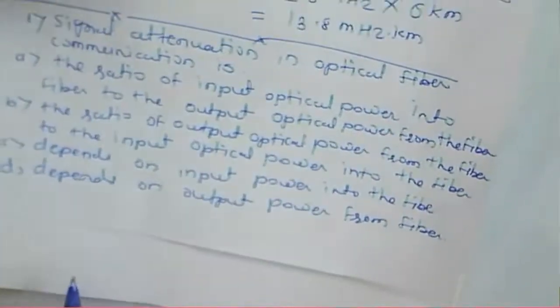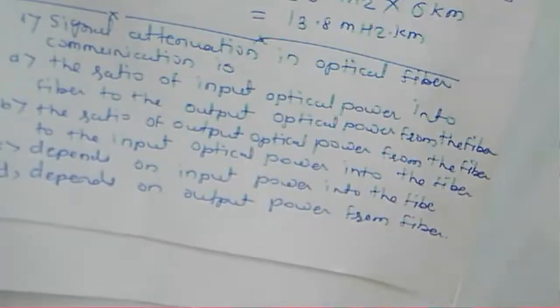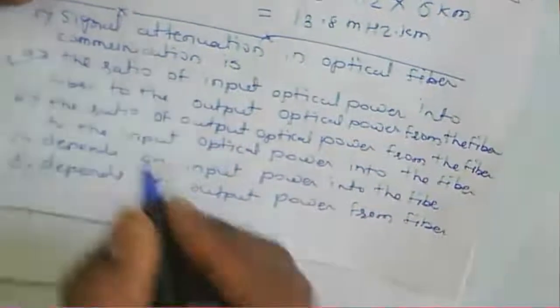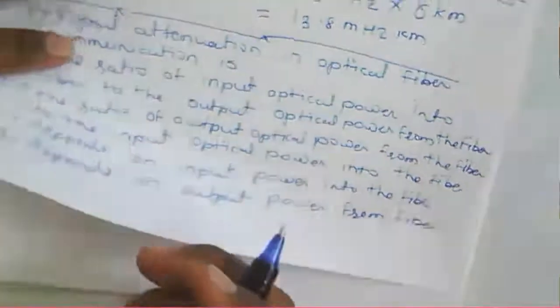Now type the answer. What will be the answer for the signal attenuation inside the fiber here? What will be the ratio? Correct, that is the input optical power into the fiber to the output optical power from the fiber. That is about A.